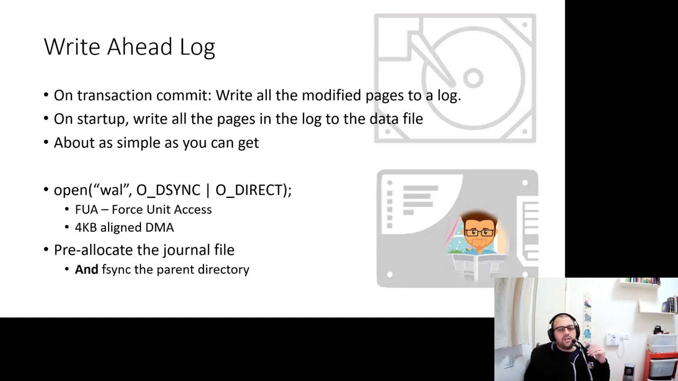And this is about as simple as you can get in terms of programming models. You have a transaction, it modifies some pages, commit, write the modified versions of the pages to disk. On startup, you just write them and you're done.